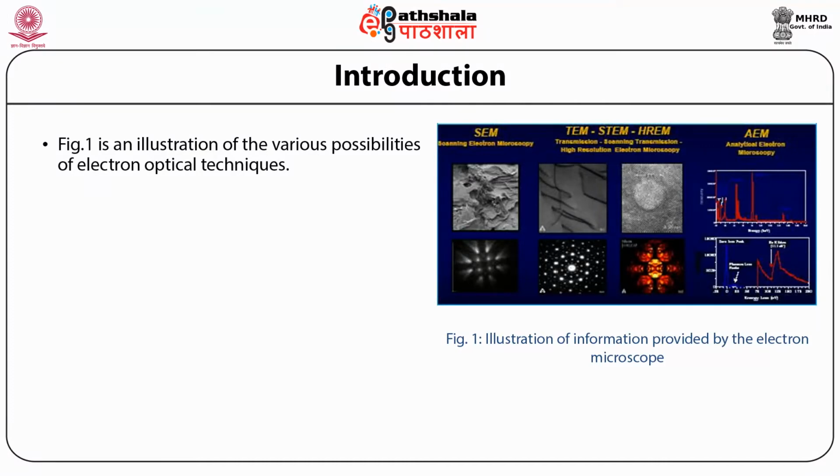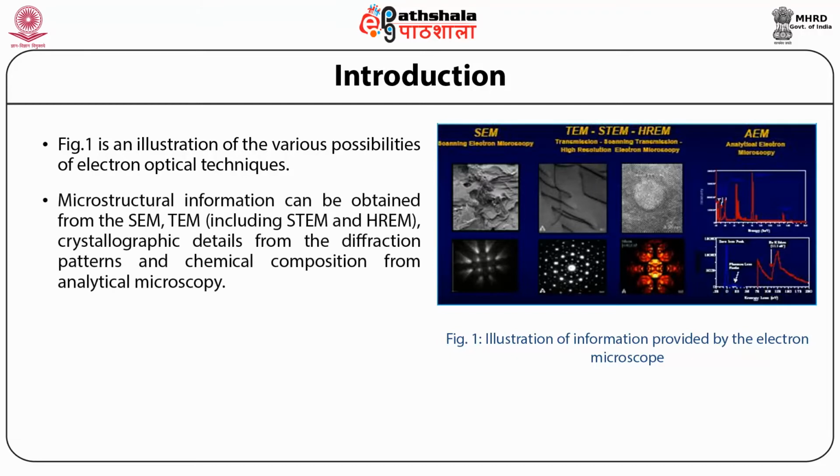Students, figure 1 is an illustration of the various possibilities of electron optical techniques. Microstructural information can be obtained from the SEM and TEM, which includes STEM and HREM, the crystallographic details from the diffraction patterns, and chemical composition from analytical microscopy. In this module, we shall focus our attention on the signals arising from the interaction between the atoms of the specimen and the high energy electrons, their characteristics, information available, and the methods of detecting them. It will be emphasized that more than one signal may be used to obtain a specific information, say chemical composition.